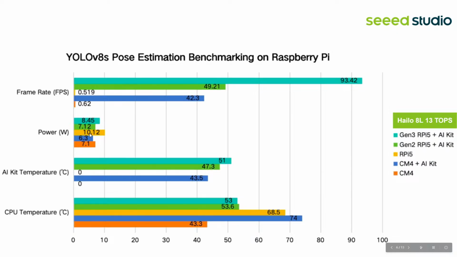So the number here is 10. And for the first one, this is the Raspberry Pi 5 plus the Hailo 8L 13 TOPS. So I can see here it's actually using less power. Yes. But the efficiency, which is the FPS, is raised from 0.5 to 93. I think it is because the NPU takes over the workload from the CPU, achieving lower power consumption while significantly improving the efficiency.